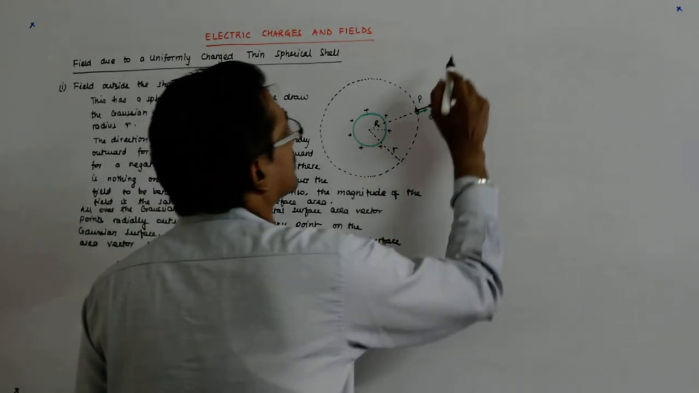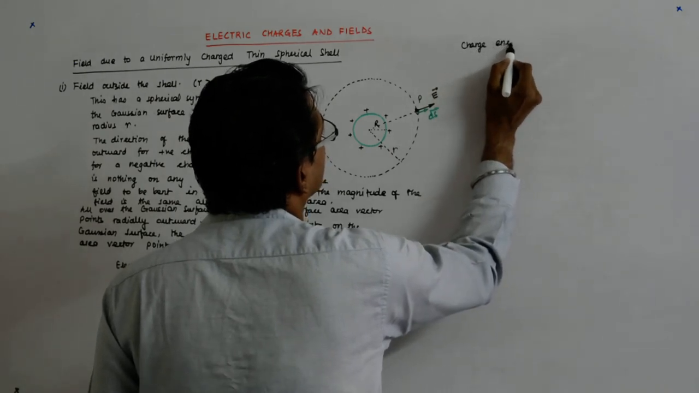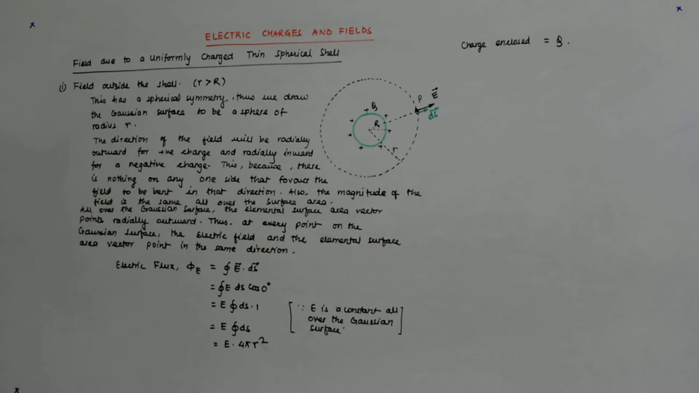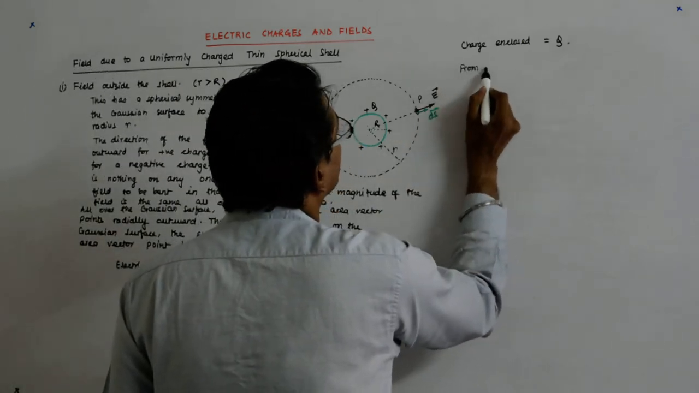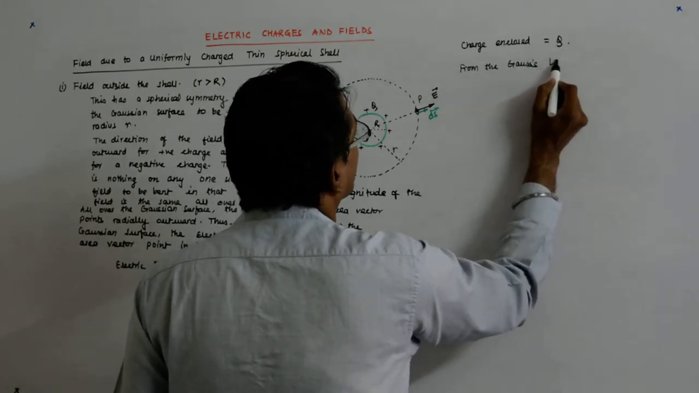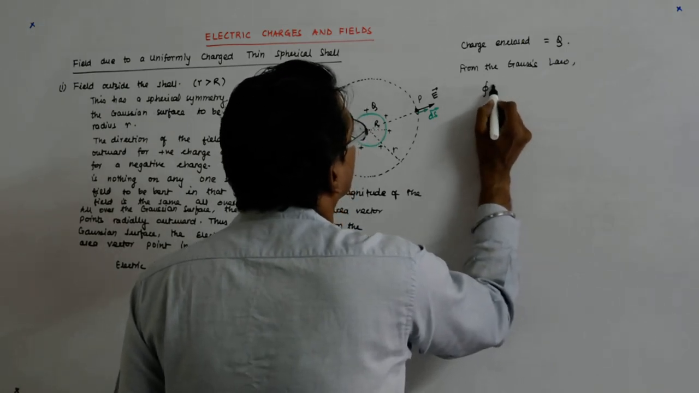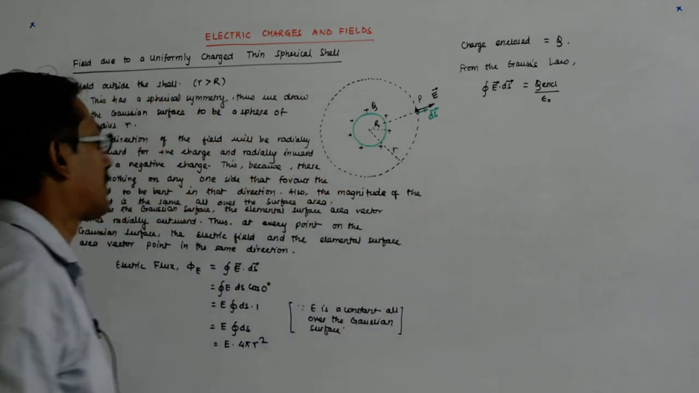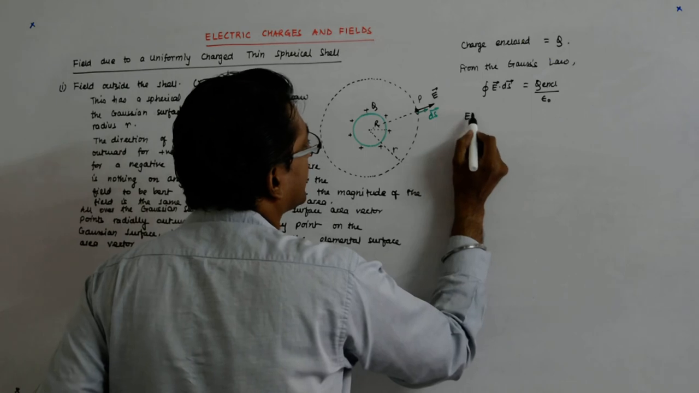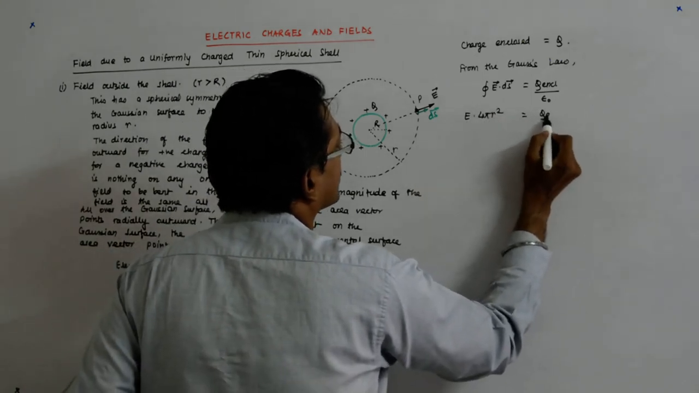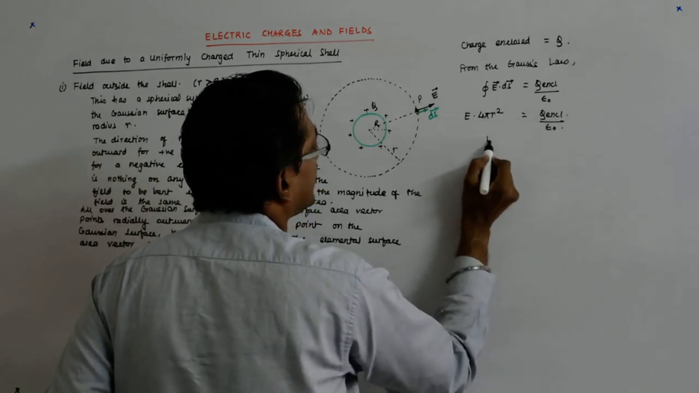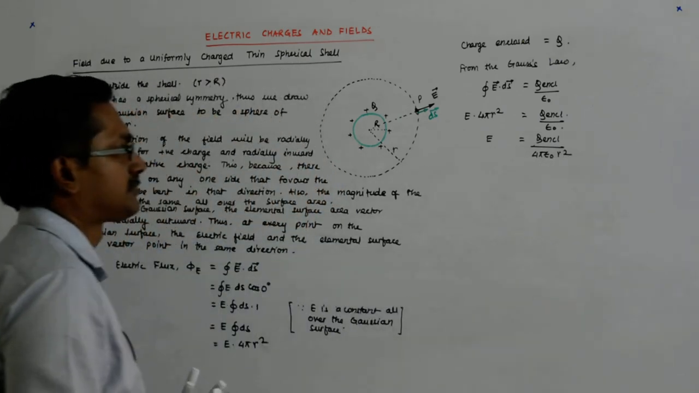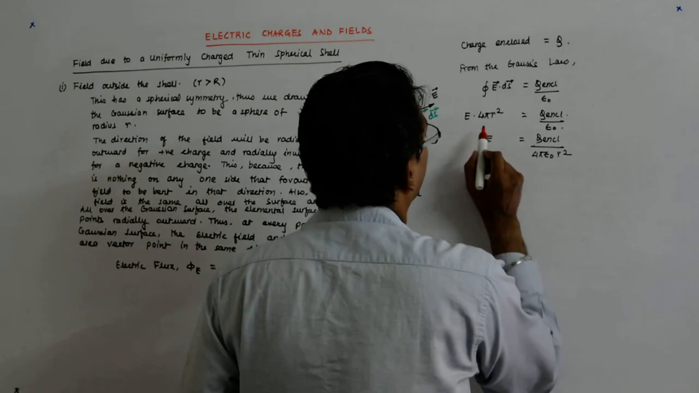Now, what is the charge enclosed? Charge enclosed is equal to Q. Let this charge be Q, which is spread all over. That is the charge enclosed. From Gauss's law, E dot dS is equal to Q enclosed upon epsilon naught, and E dot dS we have seen is E into 4 pi r square, which is equal to Q enclosed upon epsilon naught. So E is equal to Q enclosed upon 4 pi epsilon naught r square.